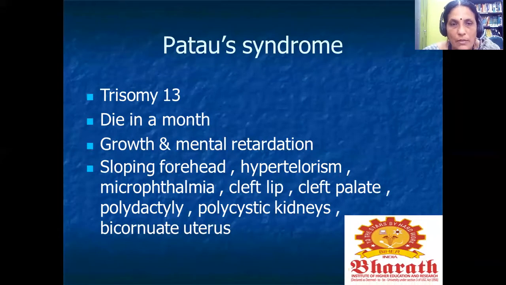And next one is Patau syndrome. It's a trisomy 13, die in a month, growth and mental retardation, sloping of forehead, hypertelorism, microphthalmia, cleft lip, cleft palate, polydactyly, polycystic kidney, bicornuate uterus. These are the characters of Patau syndrome.